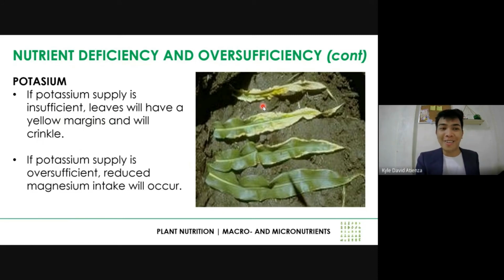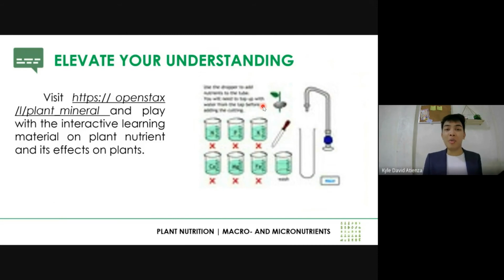So that is our brief discussion on nutrient deficiency and oversufficiency. I have only provided the primary macronutrients because we can easily observe the effects of nutrient deficiency of macronutrients in plants as compared to those of the micronutrients. So now I want you to further explore the possible effects of nutrient deficiencies in plants.